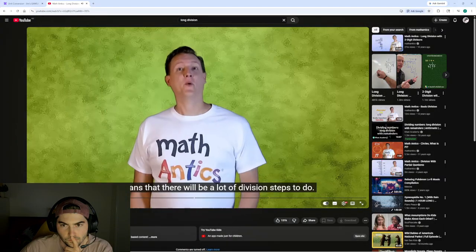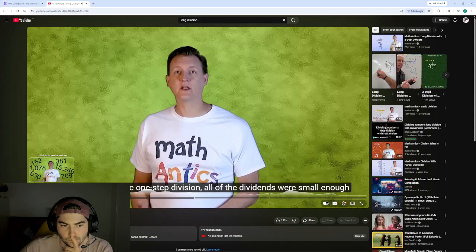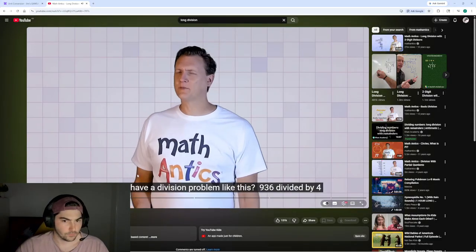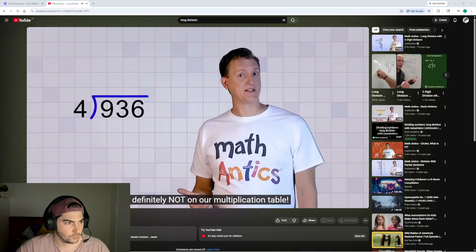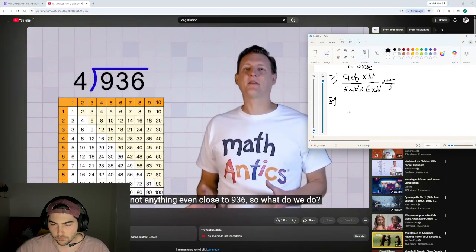division steps to do. When we learned basic one-step division, all of the dividends were small enough that we could just use the multiplication table to help us find the answer. But what if we have a division problem like this? 936 divided by 4. 936 is definitely not on our multiplication table. In fact, there's not anything even close to 936.